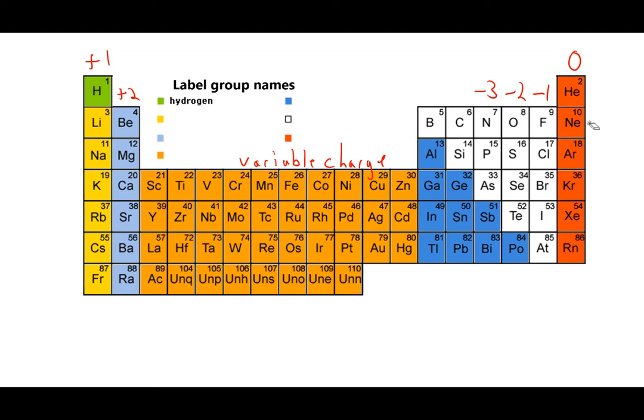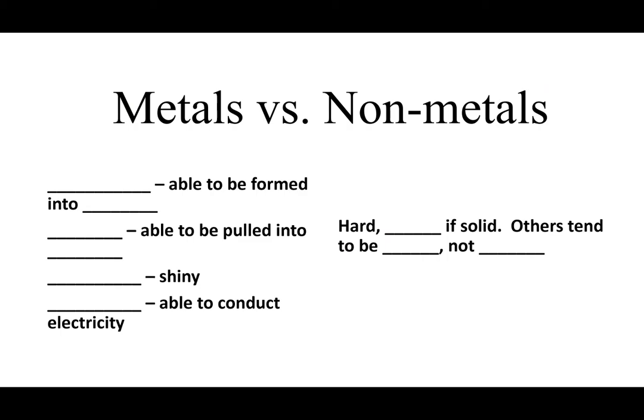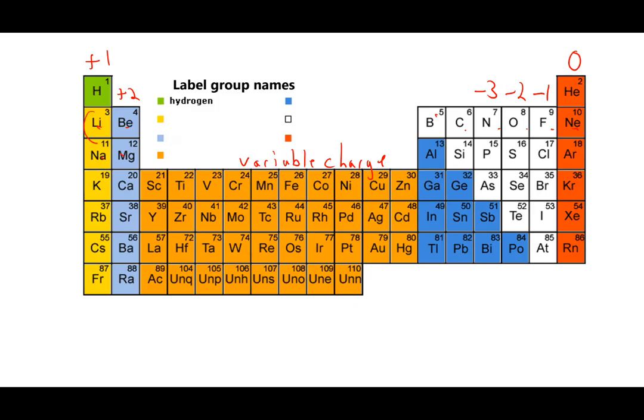What we just wrote are the charges that these groups tend to form. And notice that it goes in a regular repeating pattern across the way. And it has to do with the fact that the number of valence electrons increase as we go from left to right across the periodic table. Lithium has 1 valence electron. Beryllium has 2 valence electrons. Boron has 3 valence electrons. Carbon has 4, nitrogen has 5, oxygen has 6, fluorine has 7, and neon has 8 valence electrons.